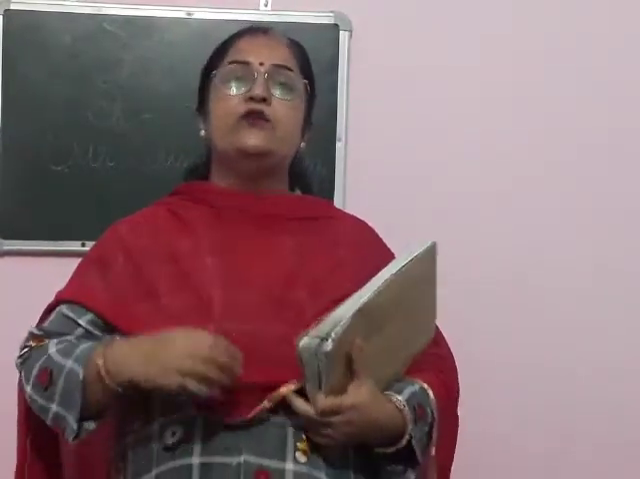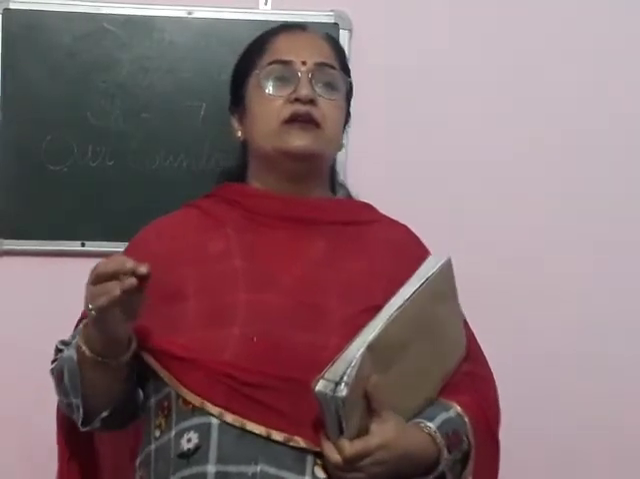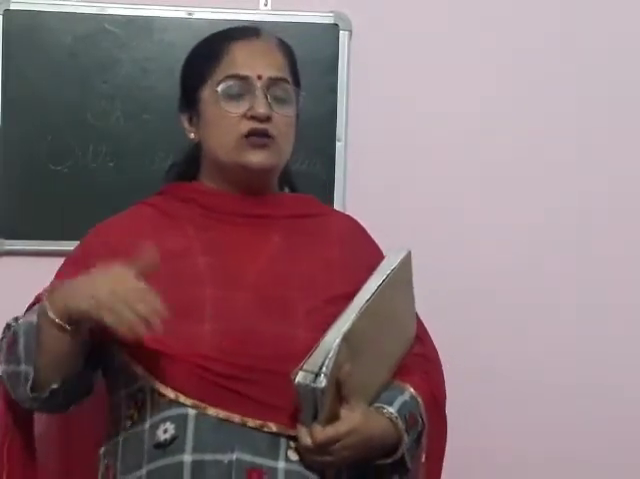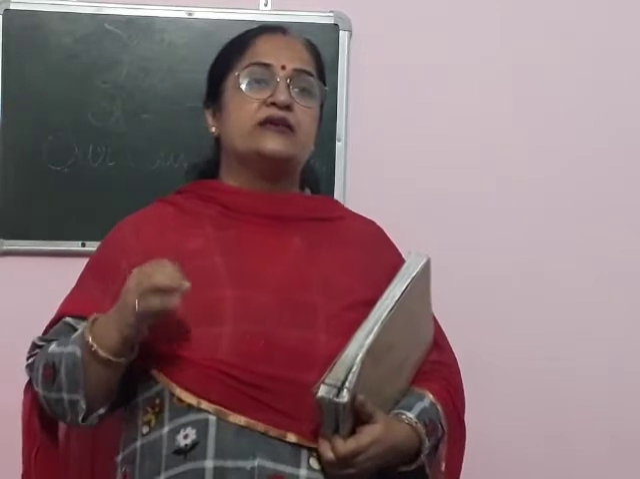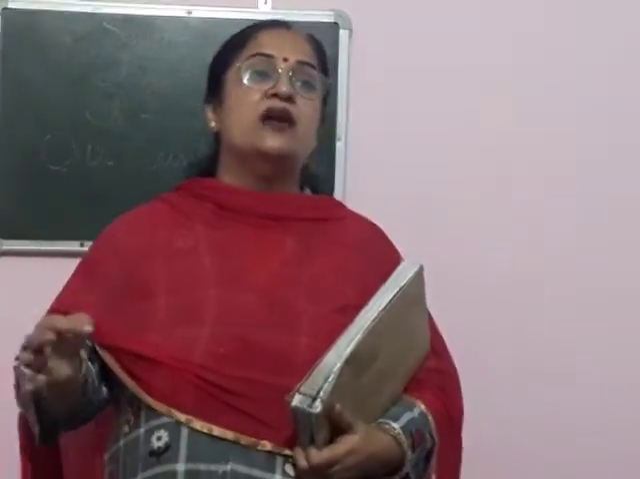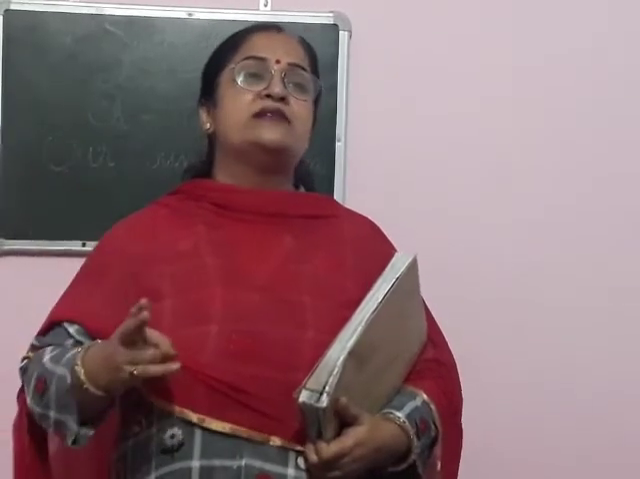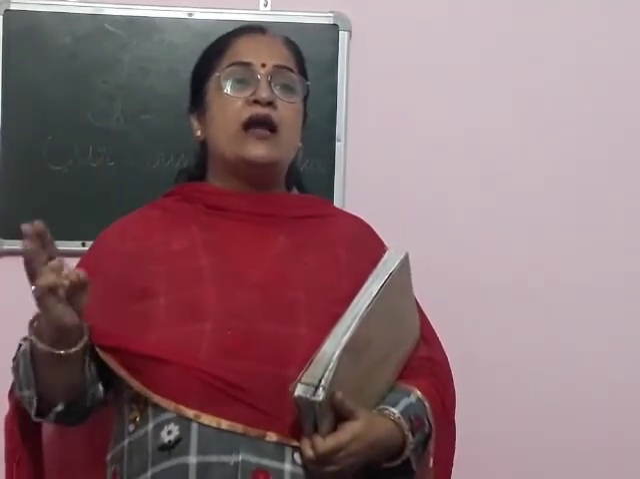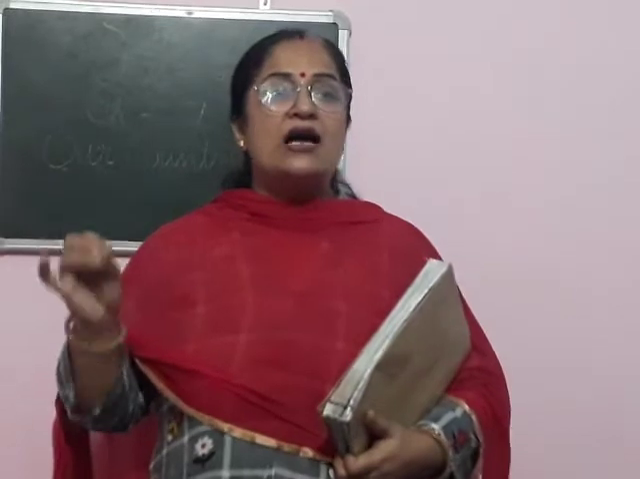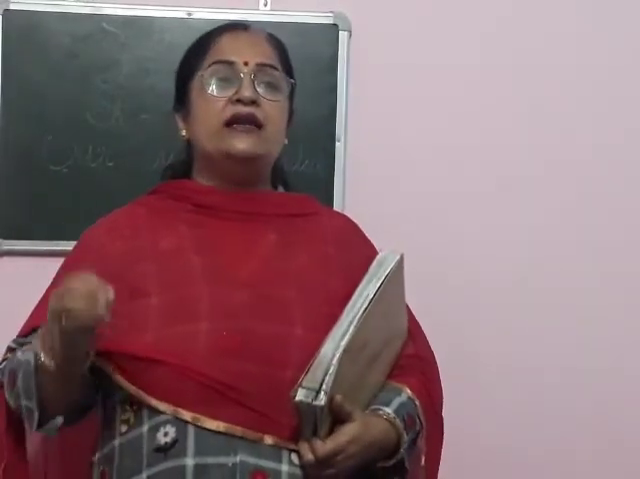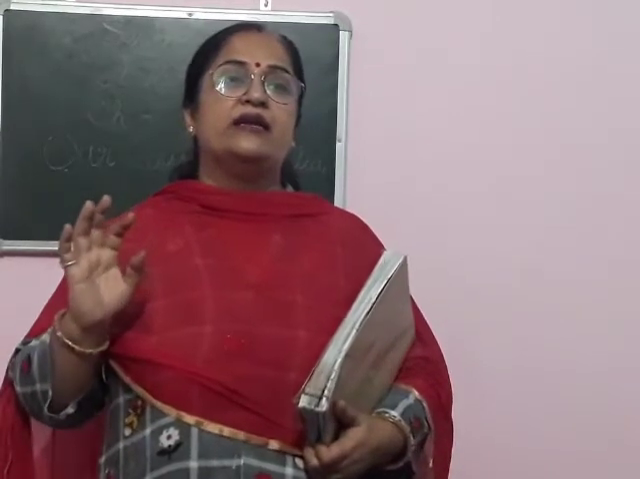Now about India, I will tell you some facts and also about union territories. Number 1, Rajasthan is the largest state of India. Goa is the smallest state. Andaman and Nicobar Islands is the largest union territory. And Lakshadweep is the smallest union territory.